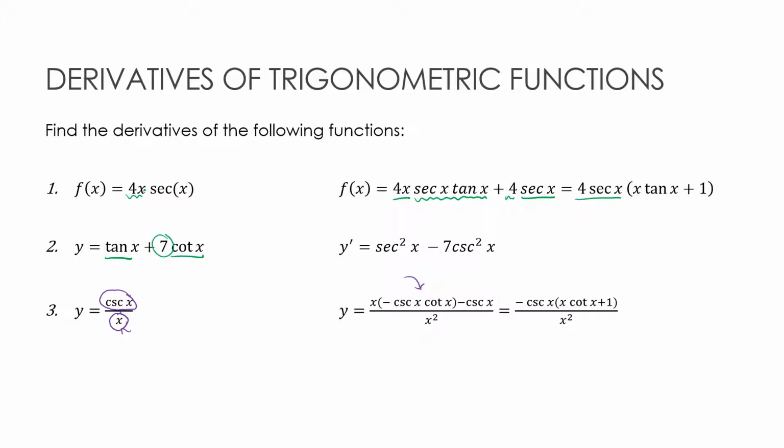And then again I noticed that I could take something out of both, which is that I could take a negative cosecant of x out of both terms, leaving me with x cotangent of x plus 1 over x squared.